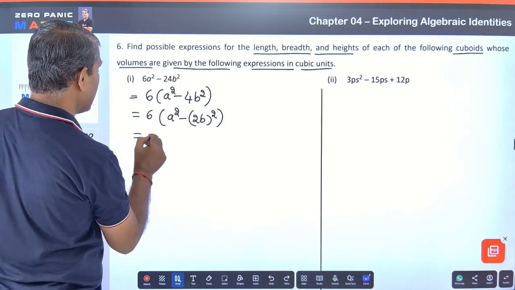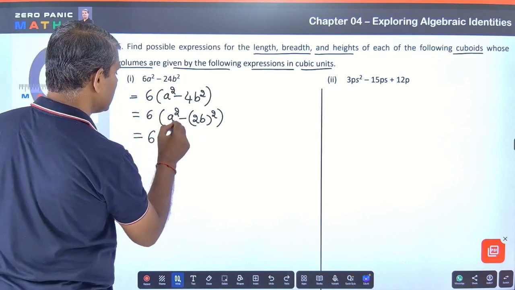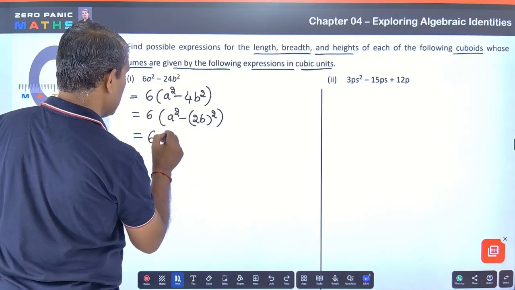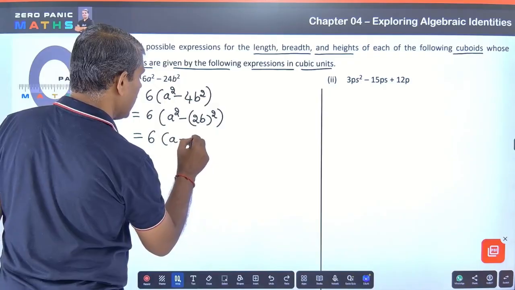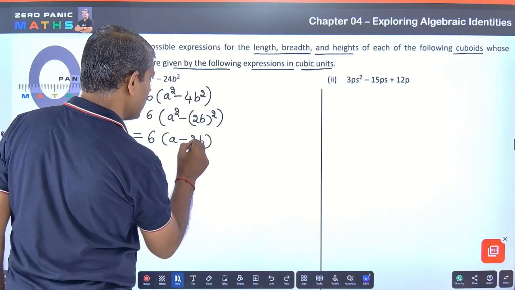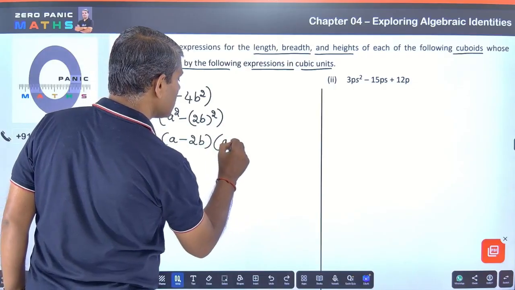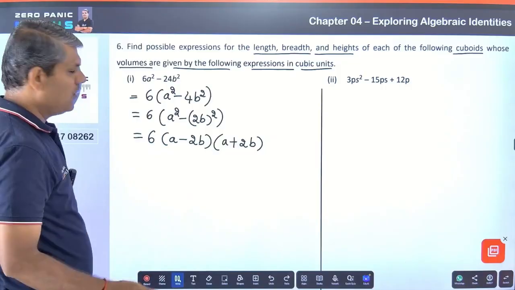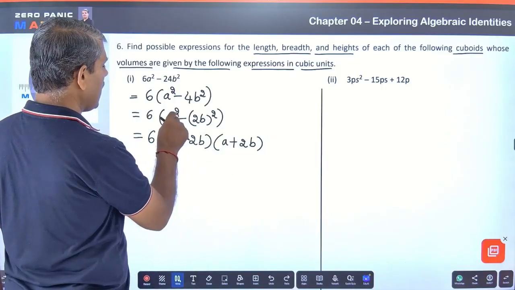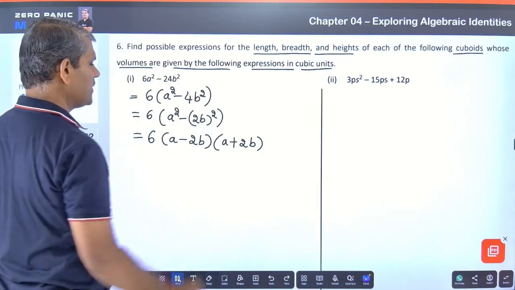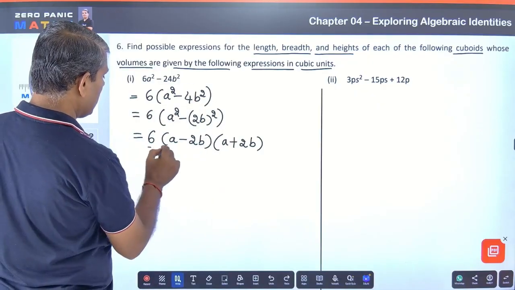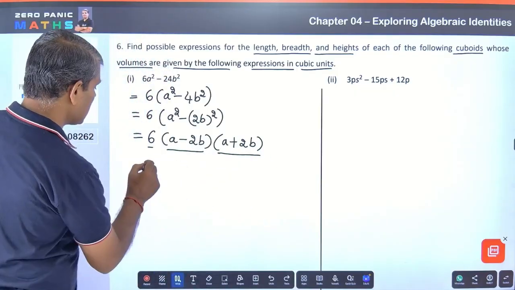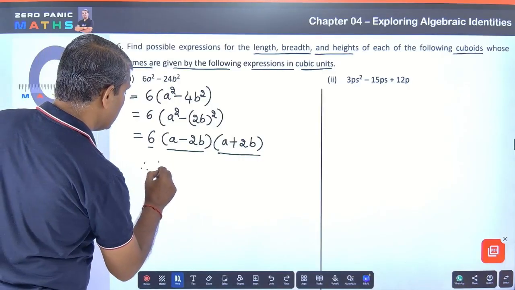So let me write, keeping 6 as it is, let me write this as a minus b and a plus b. A is a only, so a minus 2b becomes a minus b, and a minus a plus 2b is a plus b. Okay, it is a minus b, a plus b, of a square minus b square format. Now this is one factor, this is one factor, this is one factor. You got three factors.